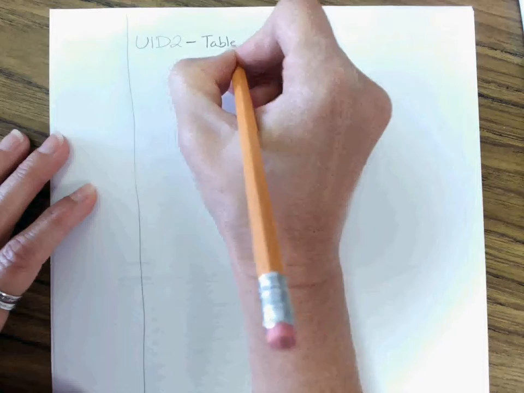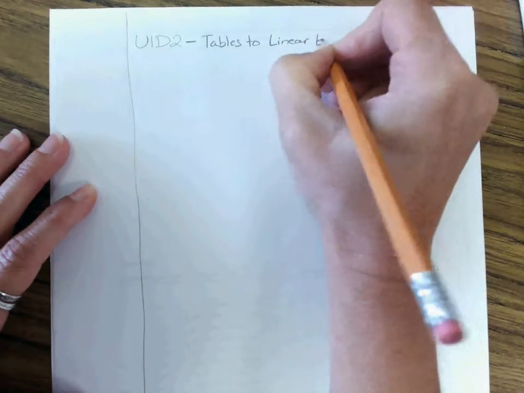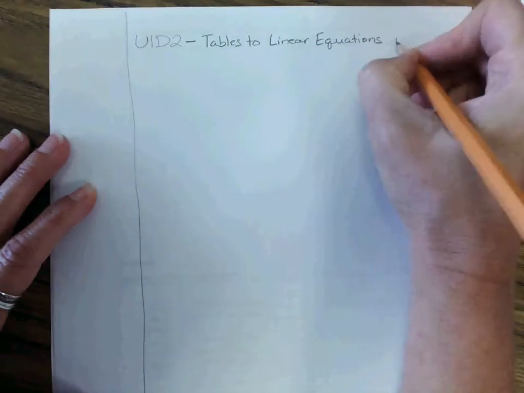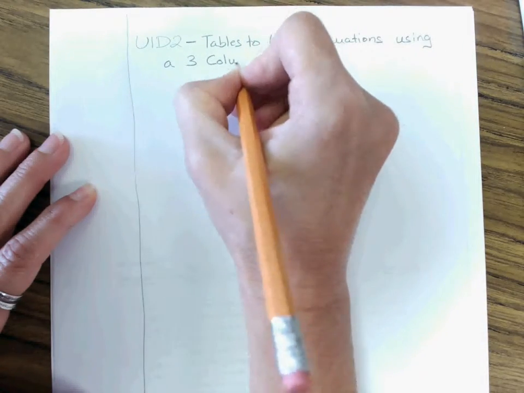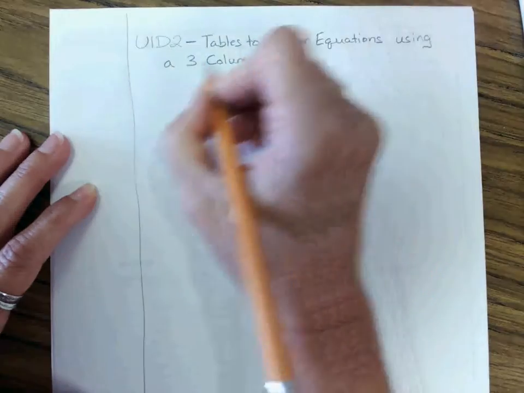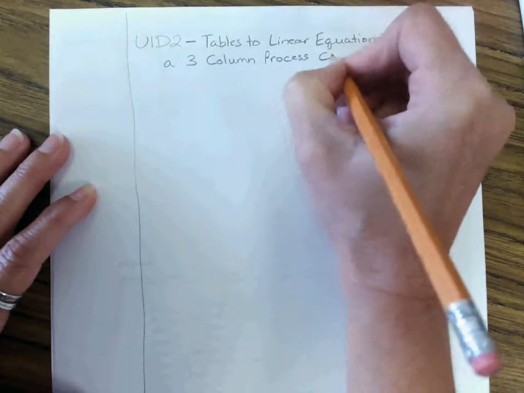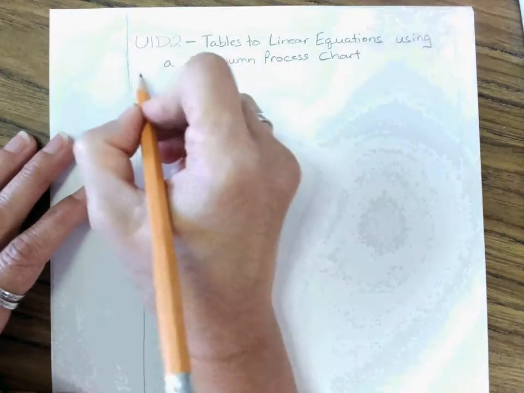And we are going to do tables to linear equations using a 3-column process chart. This sounds really complicated, but it's really not. A 3-column process chart. Okay, tables to linear equations using a 3-column process chart.